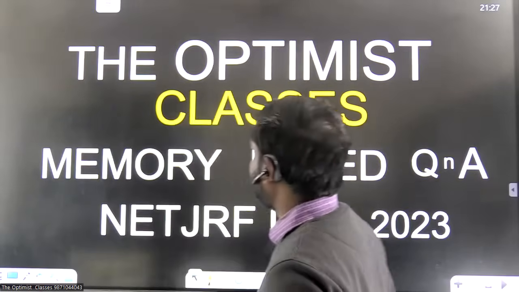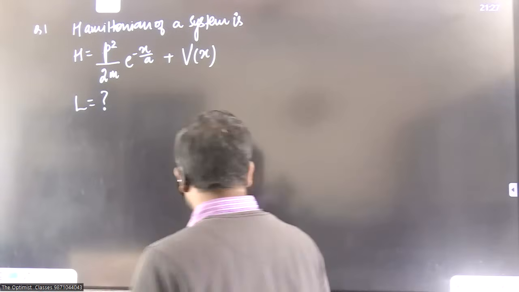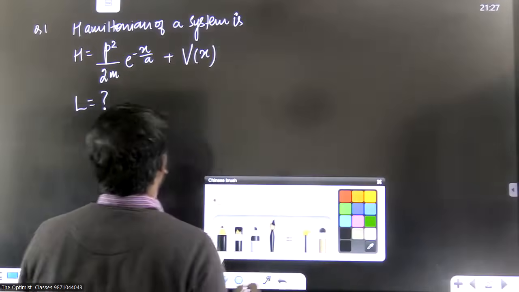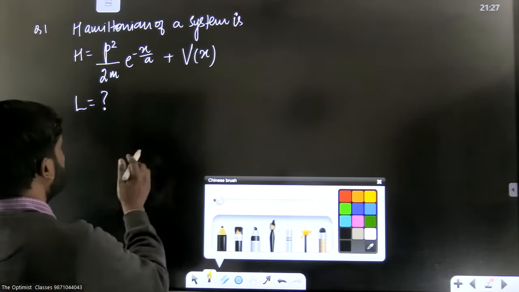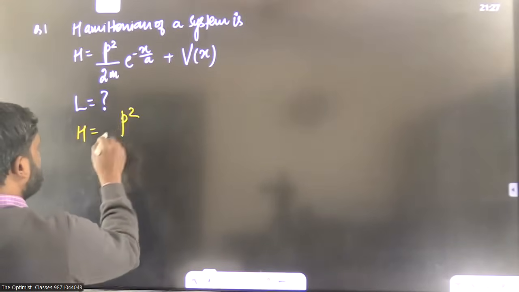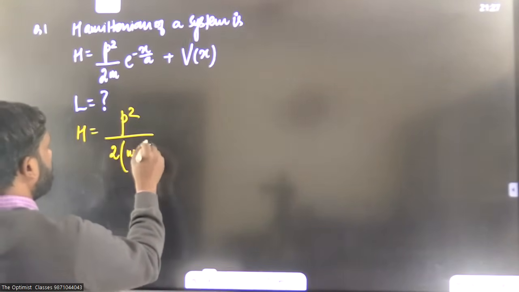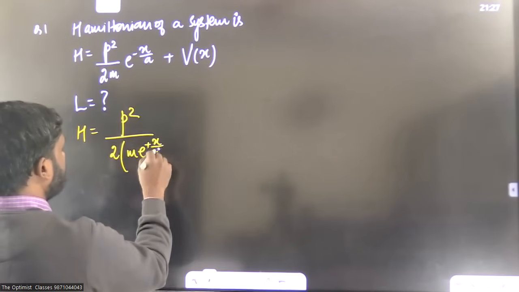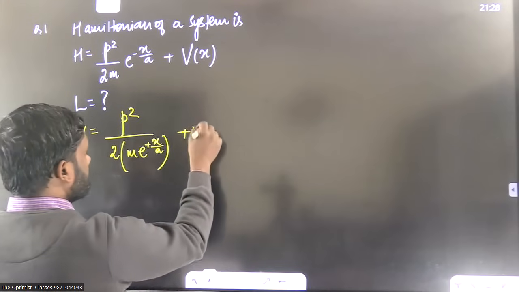Let us discuss some memory-based questions. See, this is a question from classical mechanics. In this question, the Hamiltonian is given and the Lagrangian was asked. So we can write this Hamiltonian as H equal to p square divided by 2, and in place of m we can write m e to the power plus x by a. This exponential I'm bringing down, plus V of x.